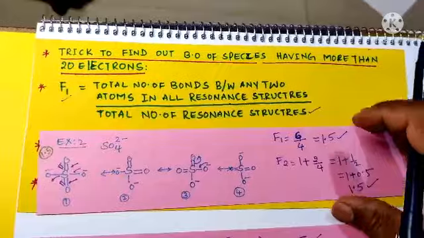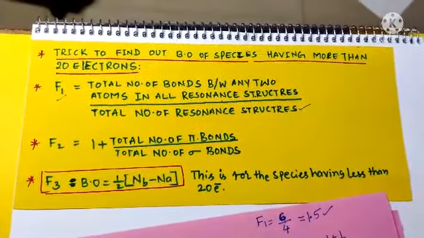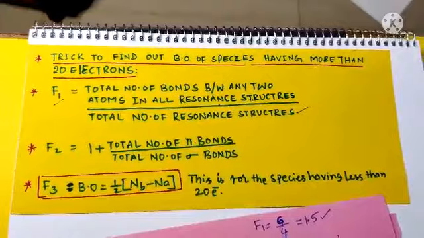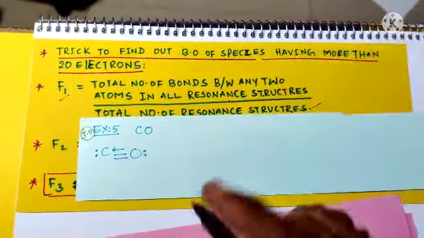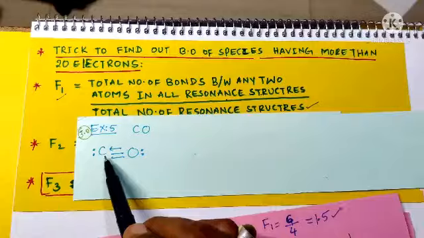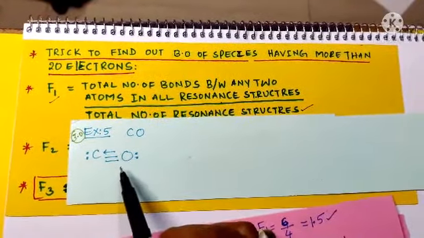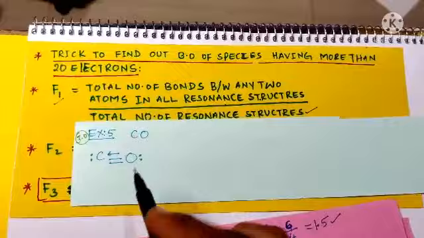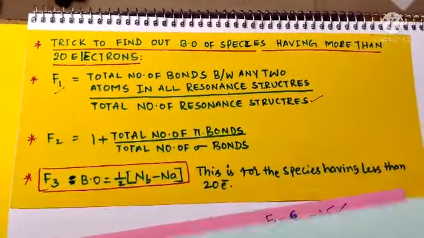Okay, clear students? Third example, sulfate ion. One example here is carbon monoxide, students. In carbon monoxide, carbon is 6 and oxygen is 8. Total number of electrons are how many? 14 electrons. So we can calculate by using bond order. Later we'll discuss this, students.